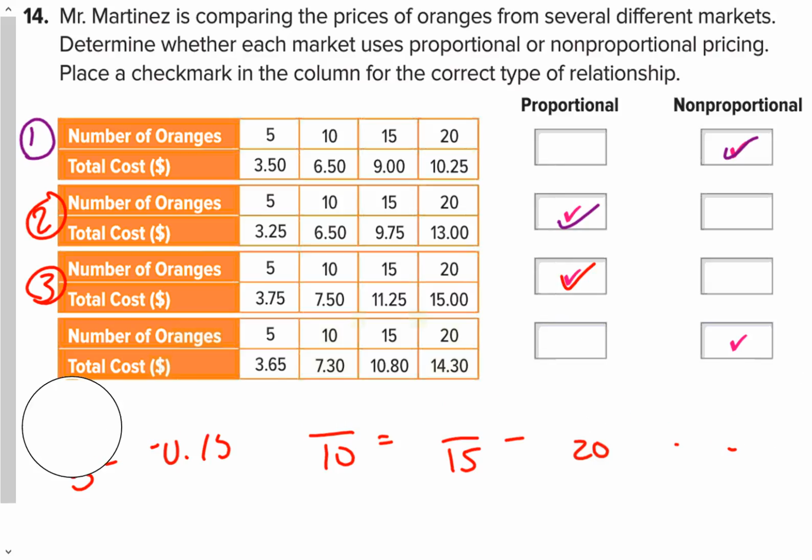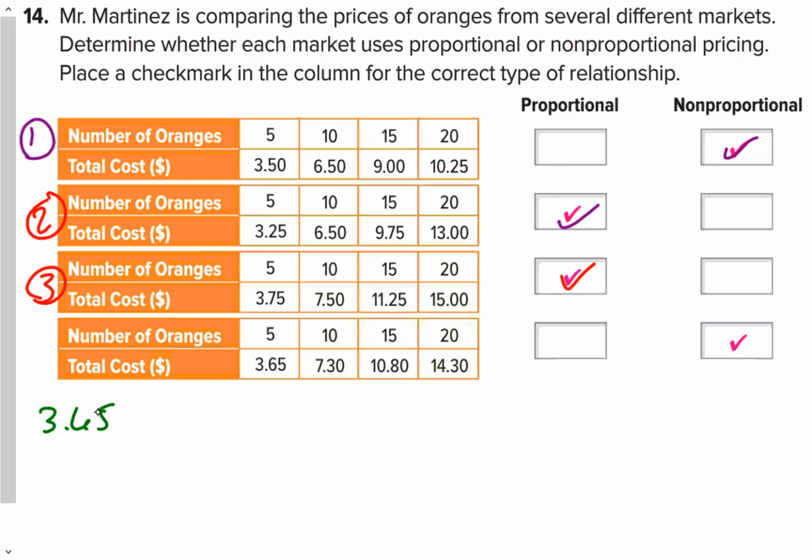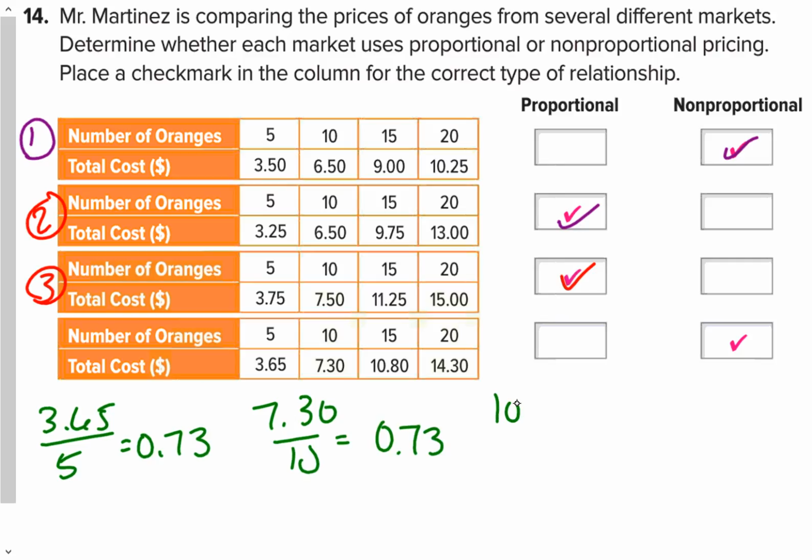Now this last one tricked me a little bit. Okay, and I'll explain to you why. So I started off with 365 over 5 and I got 0.73, and I did 730 over 10 and I got 73 cents again, and then I did 1080 over 15 and I got 73 cents again, and I was like, oh, three of them matched, I'm done. And I said they're all proportional, but then I was like, let me check the last one. And this one was actually 72 cents.